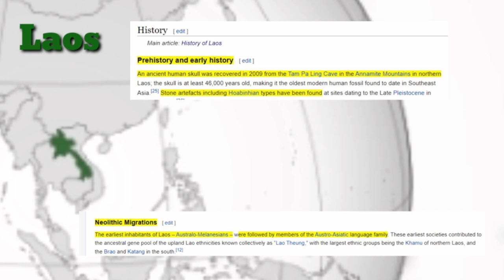Laos, prehistory and early history. An ancient human skull was recovered in 2009 from the Tam Pa Ling Cave in the Annamite Mountains in northern Laos. Stone artifacts, including Hoabinhian types, have been found. Neolithic migrations: the earliest inhabitants of Laos, Australo-Melanesians, were followed by members of the Austroasiatic language family.